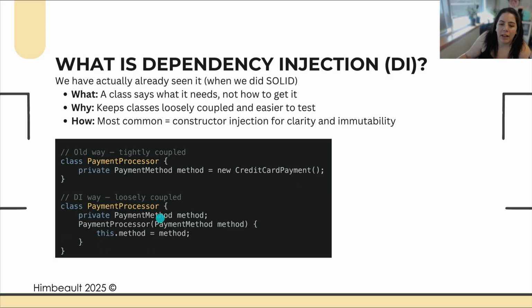Now when we instead use dependency injection, we have this loosely coupled model here where instead we define what we want, a payment method variable, and then our constructor will get it passed in. We don't know how we're going to get it. We don't know what it's going to look like. We just know it will be a method of type PaymentMethod.